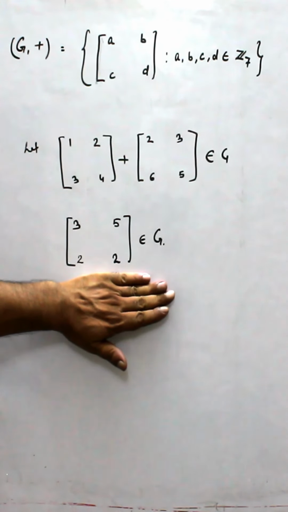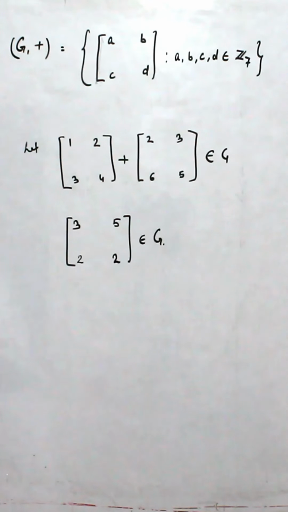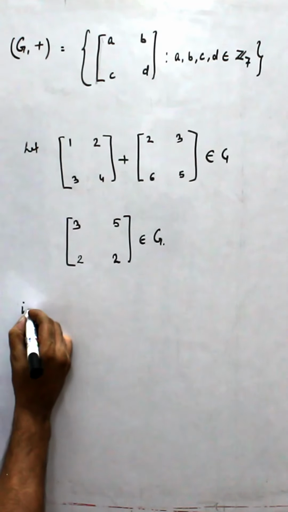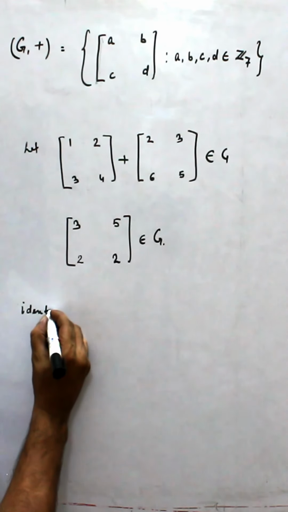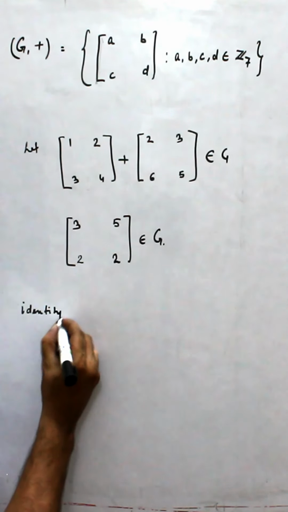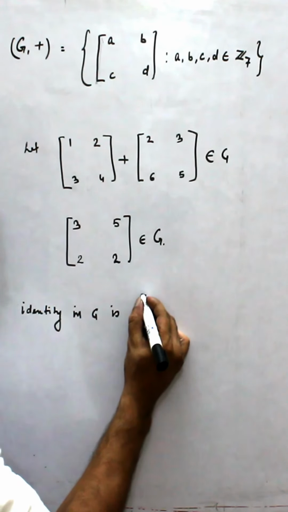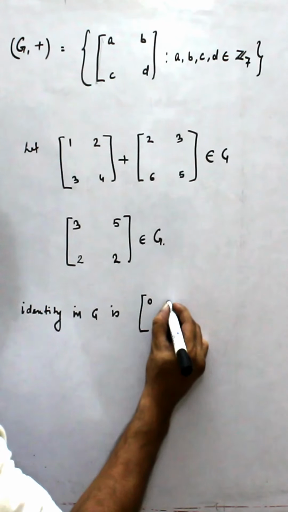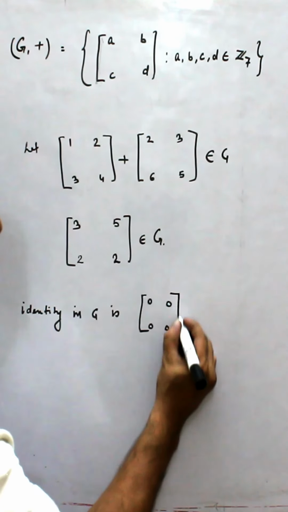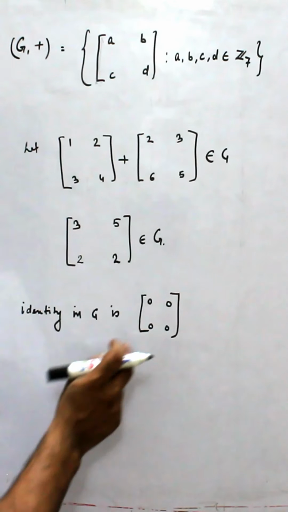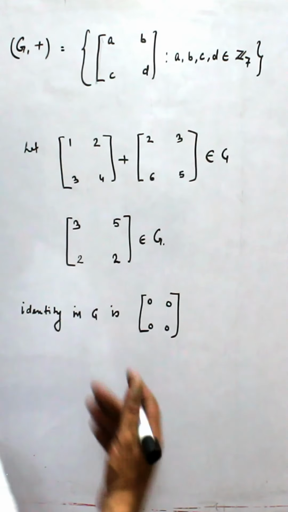The same way, associativity we can check. Now, what about the identity? The identity in G is obviously the matrix 0 0 0 0, because 0 belongs to Z7. So this is the identity. Now we check the inverse.